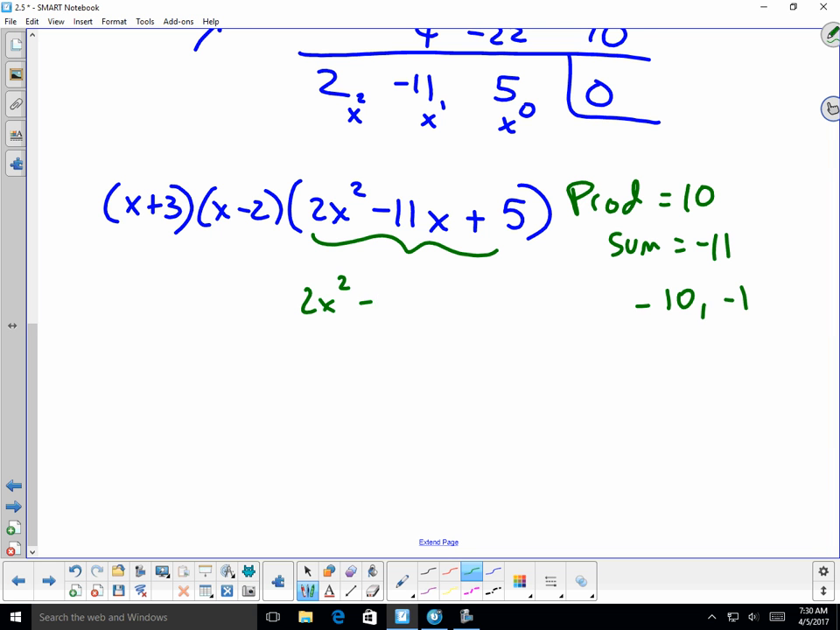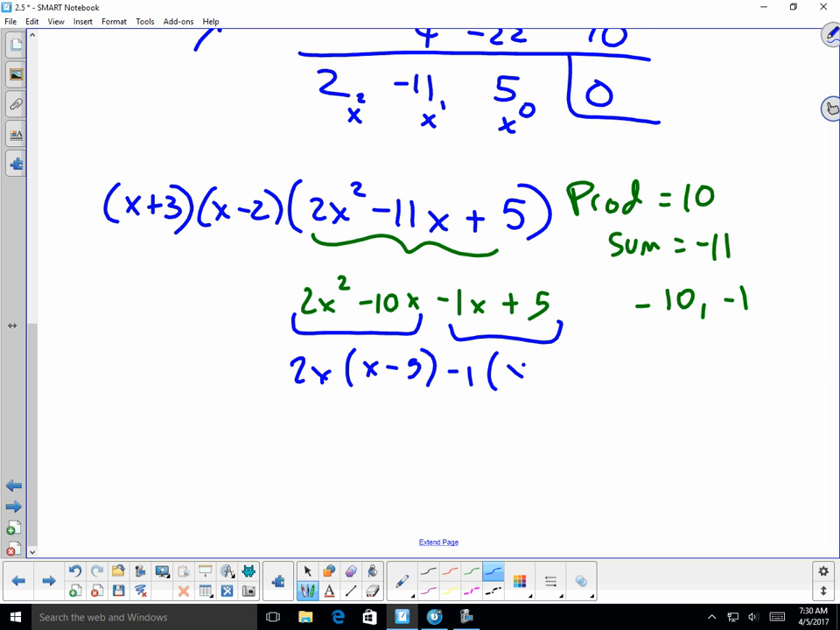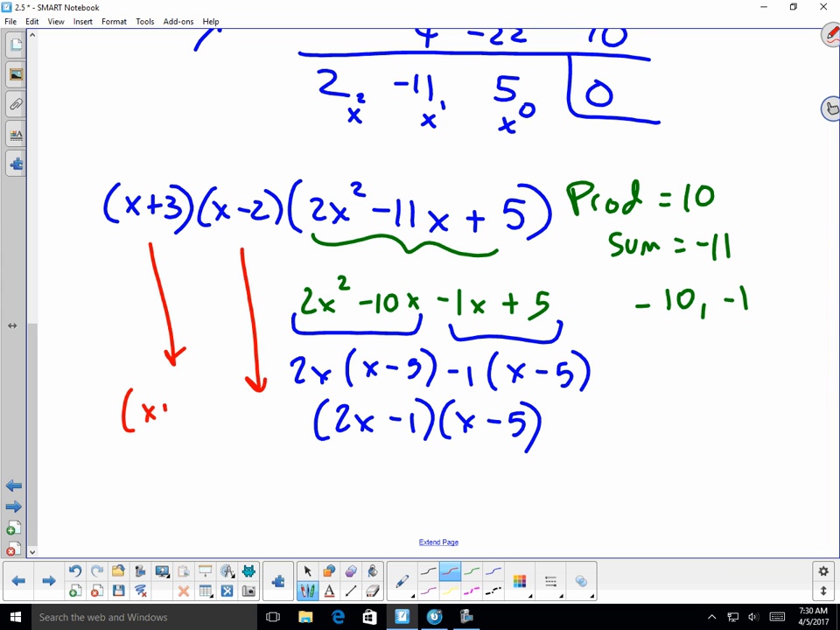2x squared minus 10x minus 1x plus 5. Factor by grouping, and I get a 2x times x minus 5 and a minus 1 times x minus 5. So I get 2x minus 1 times x minus 5, and don't forget, I still have these, x plus 3 and an x minus 2.